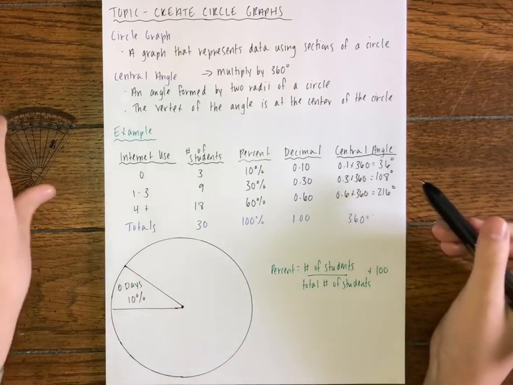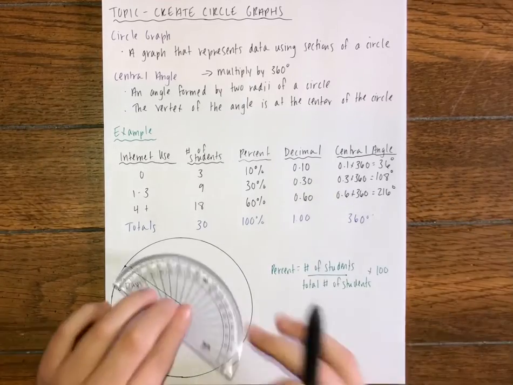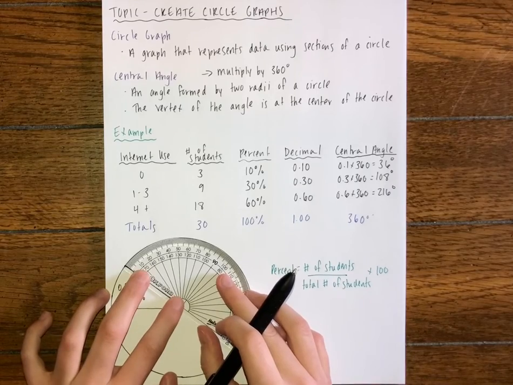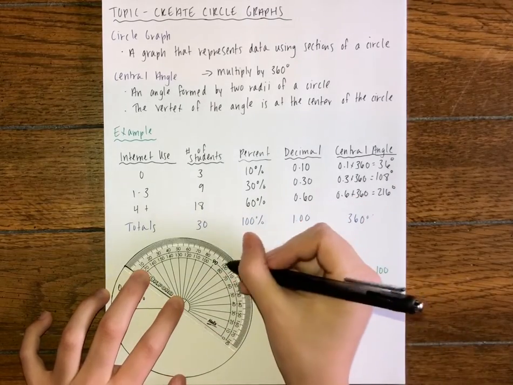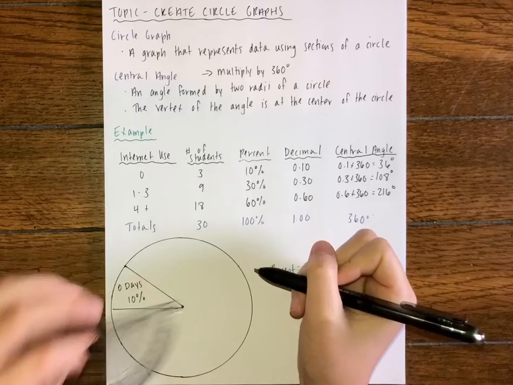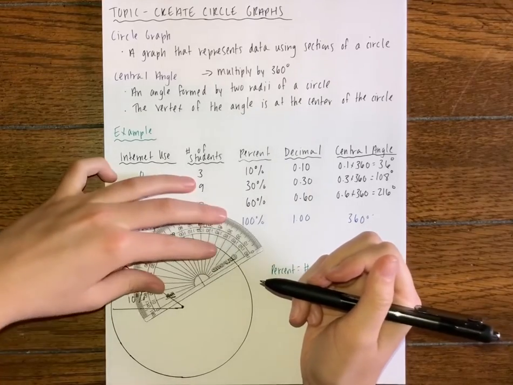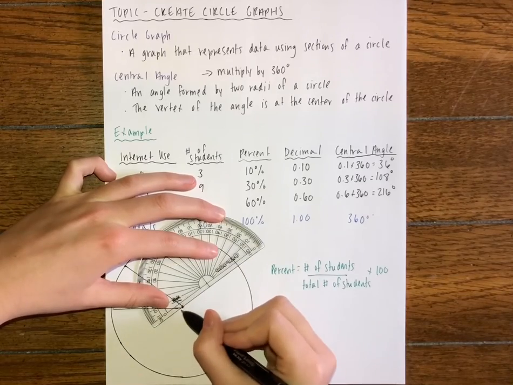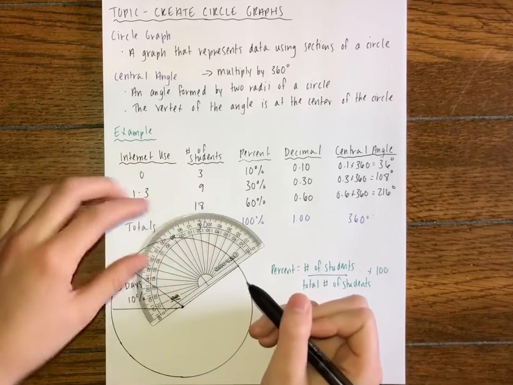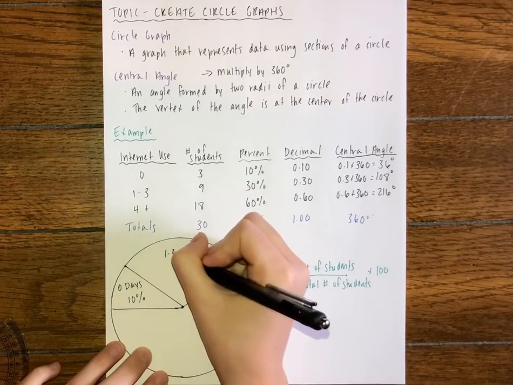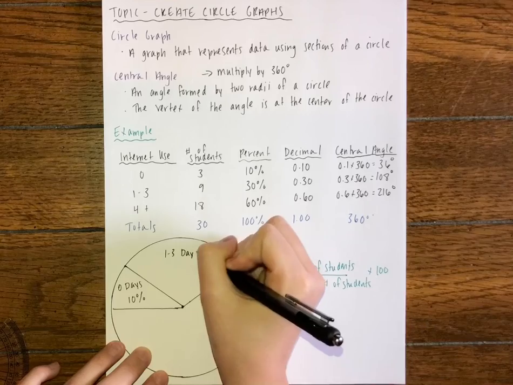Next, let's put the 108 in. So take protractor and you're going to measure 108 degrees. So 90, 108, maybe about there. And then you're going to draw it in. And that is 1 to 3 days, 30%.